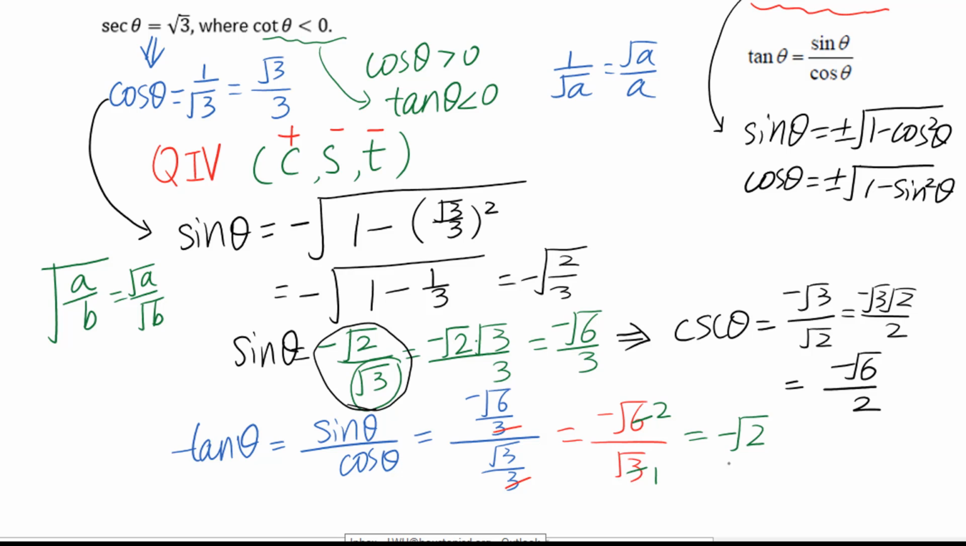For cotangent theta, it will be from here. Cotangent theta equals negative square root of 2 over 2. When you do the reciprocal of negative square root of 2, you will get the negative square root of 2 over 2.